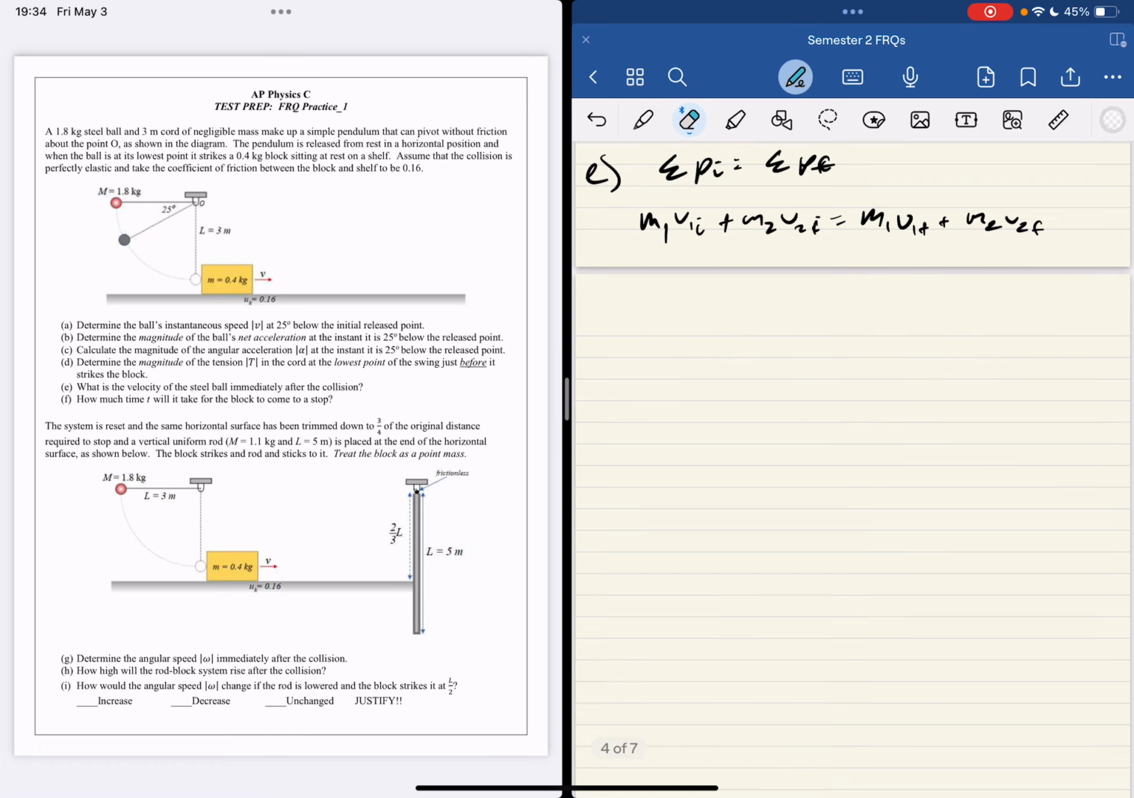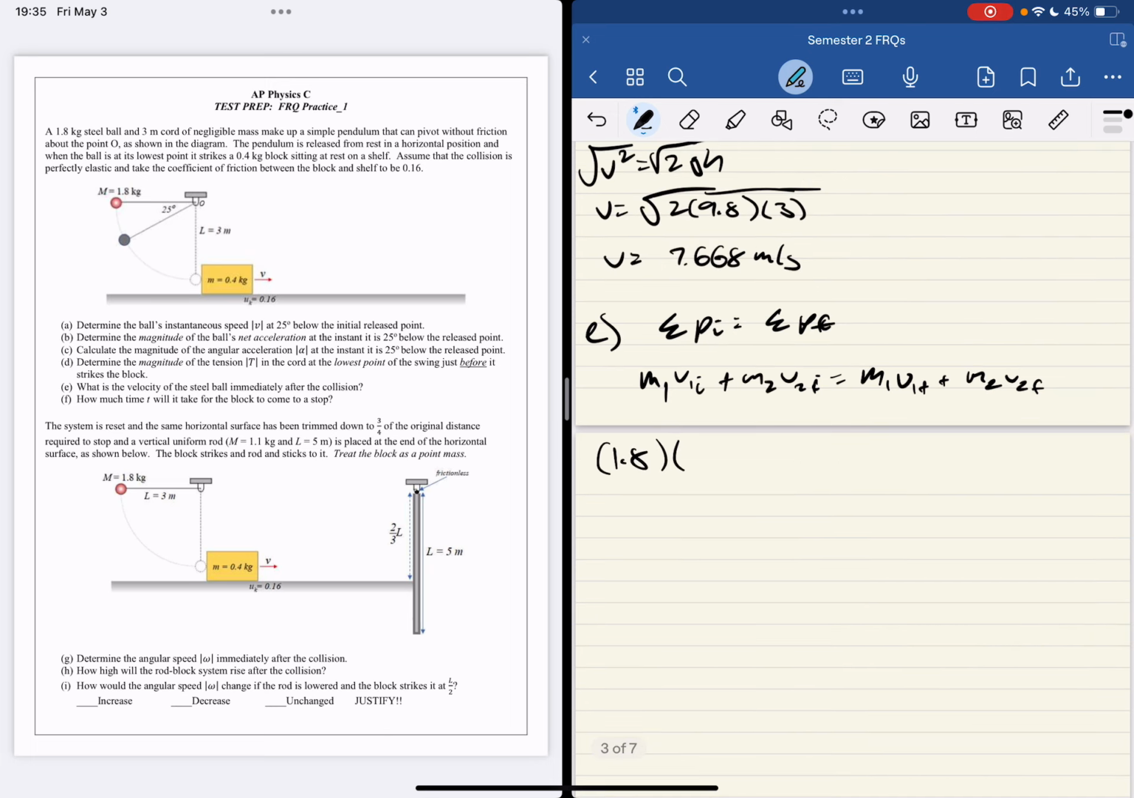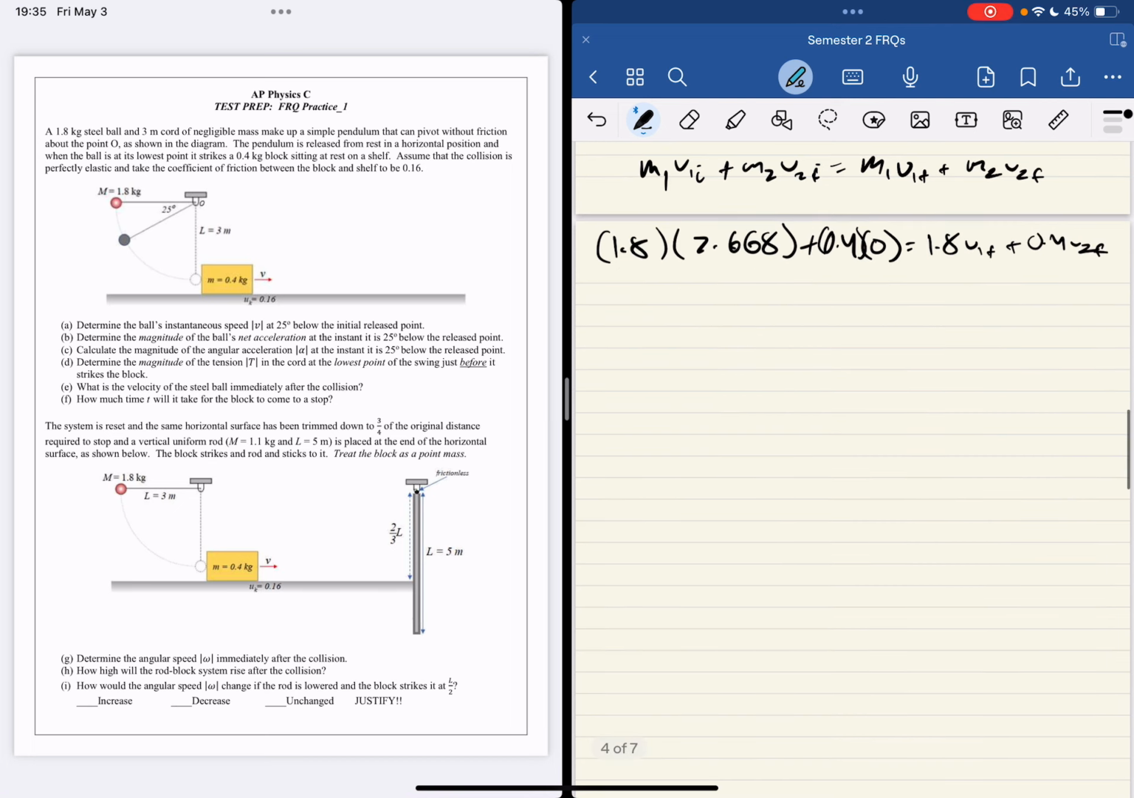Okay, so now plugging in some values, I know that the mass is going to be 1.8. For v, it's going to be right before it hits it, so we can take our v from earlier, which is 7.668, plus 0.4 is the mass of the block, and we know that it starts at rest, so we can make that equal to 0. And we know this is going to be 1.8 v1f plus 0.4 v2f. Okay, just going to simplify my terms. We'll get 13.8 plus 0 is equal to 1.8 v1f plus 0.4 v2f.